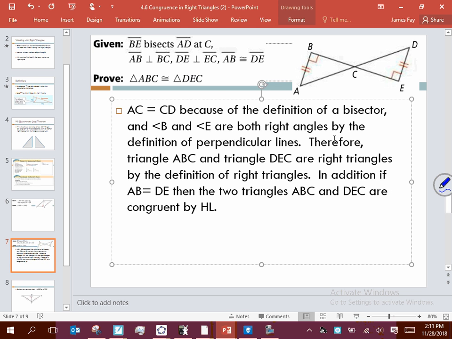In addition, if AB is congruent to DE, that was given, right? And those are your legs. Then the two triangles, ABC and DEC, are congruent by hypotenuse leg. Because at the beginning, when I said AC is congruent to CD, aren't AC and CD my hypotenuses? Okay. So that's a way for us to show a proof through the use of a paragraph.